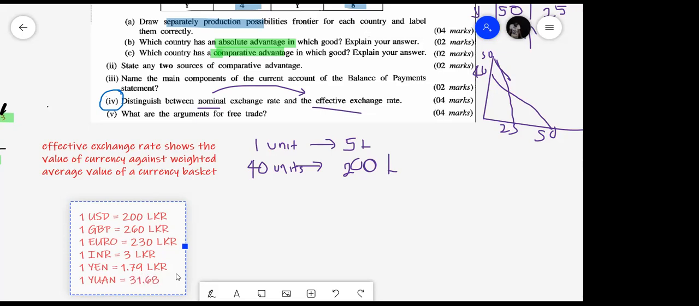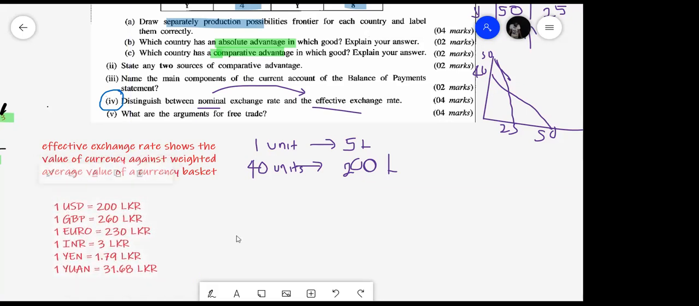So forget about the numbers. It's not about the numbers. I'm trying to show you what this effective exchange rate is, right? Now all of these: $1 equals this much, £1 equals this much, €1 equals this much. All of these are nominal exchange rates. But on average, if you're trying to find the average exchange rate of Sri Lanka, what you do, guys, is not simply adding all of this and dividing by 6. It's not as easy as this, right?